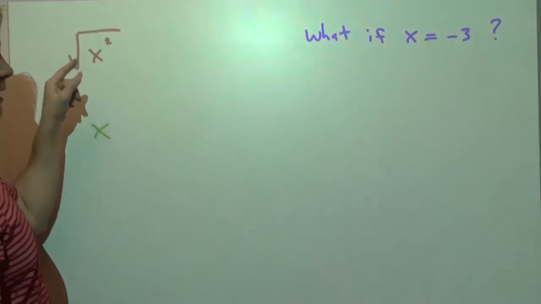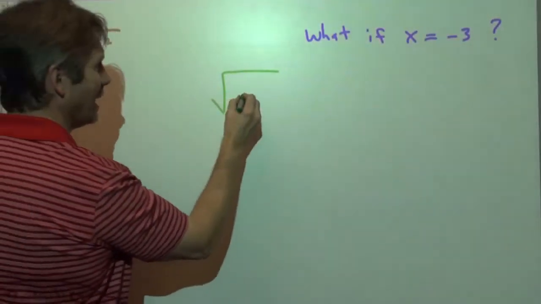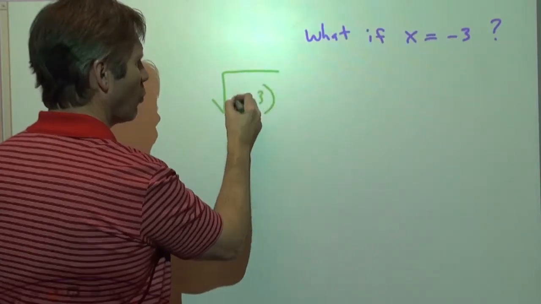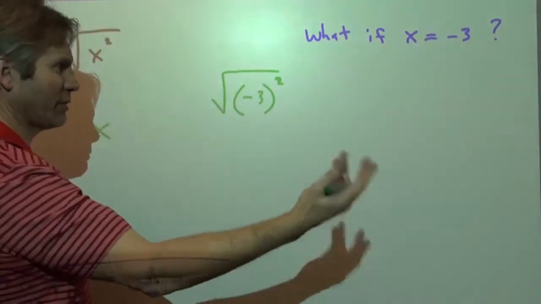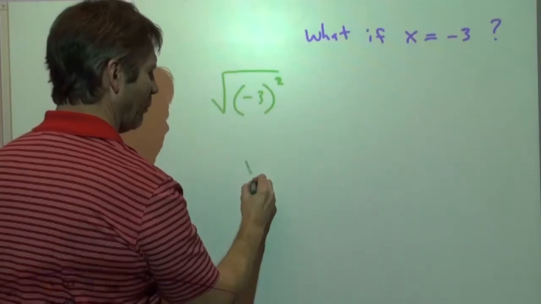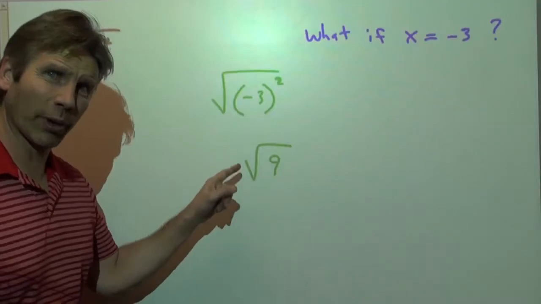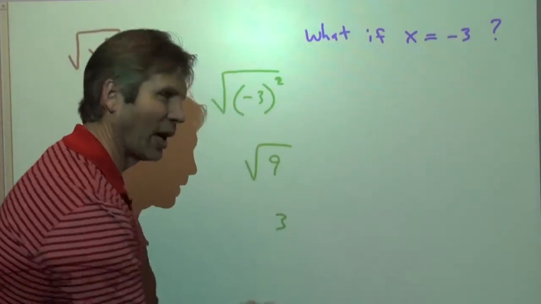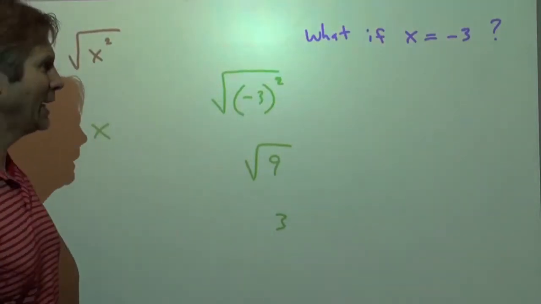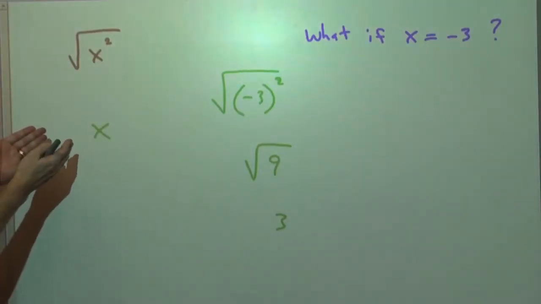Let's look at this more carefully. What this would be is the radical of negative 3 squared. Okay, now negative 3 squared is negative 3 times negative 3, so that would give us the radical of 9. That means the principal square root of 9. The principal square root of 9 is positive 3. Okay, isn't that what we got right here? And the answer is, no, it's not.